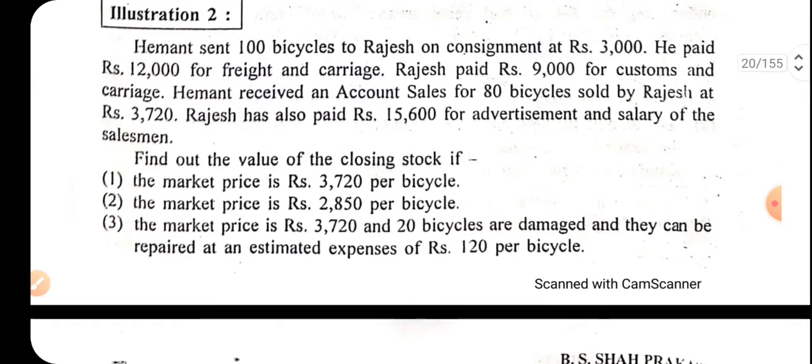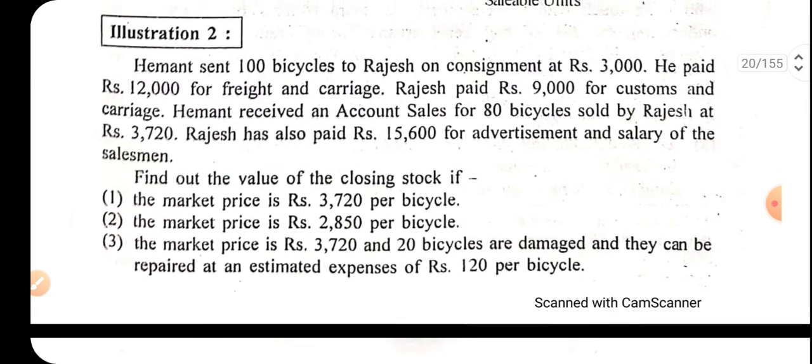Rajesh paid 9,000 for custom and carriage. So 9,000 is a non-recurring expense that can be taken into the charge while we are calculating the proportionate expense of the consignee.